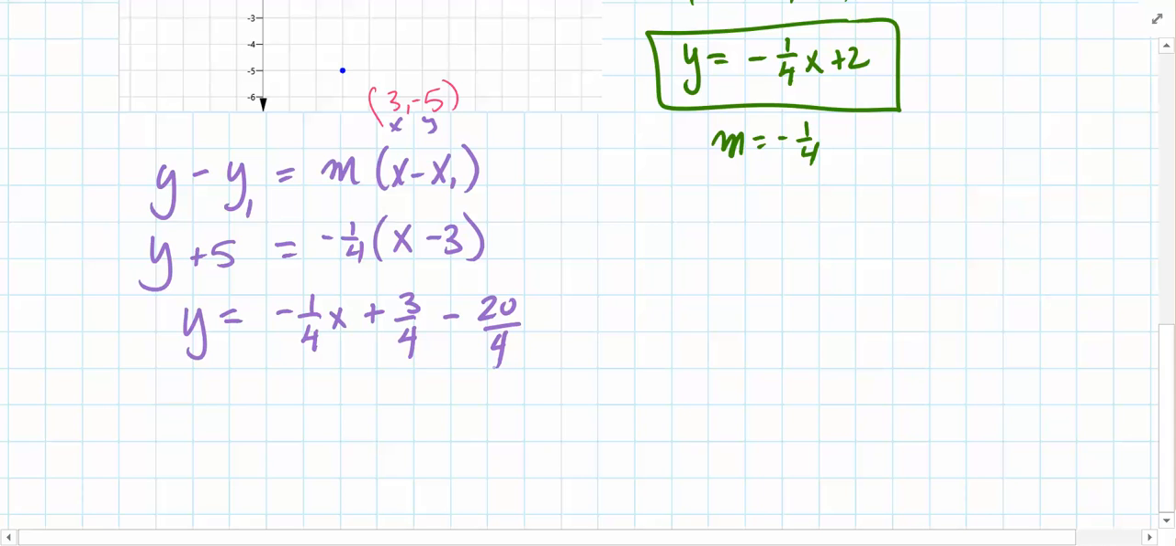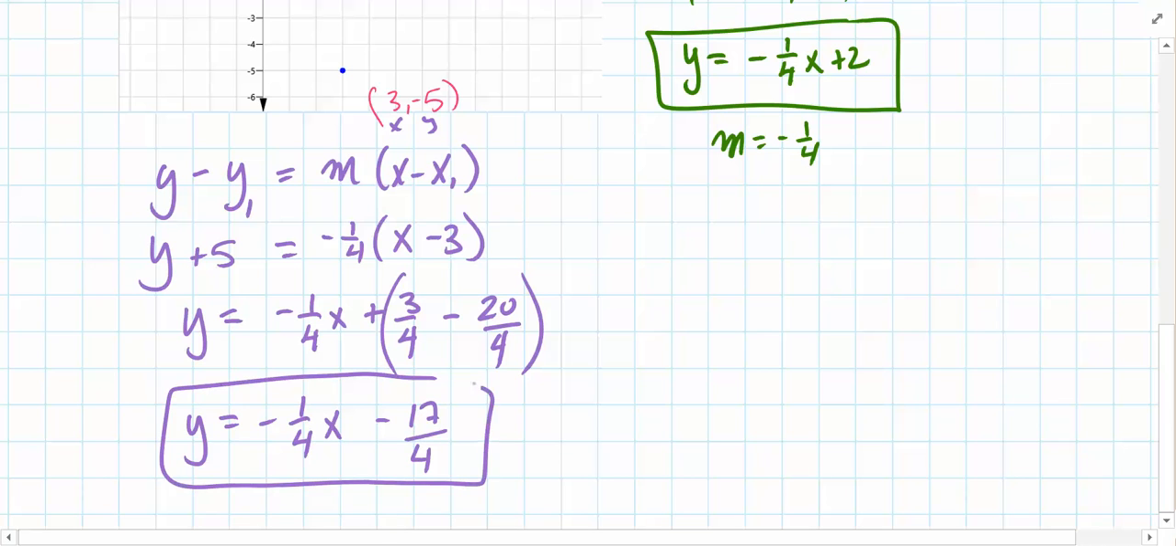Yes, I converted 5 to a fraction of 20/4 because I need common denominators to add them correctly. Okay, so cleaning this up, I get y is equal to negative 1/4 x. Let's see here, what would all of this be right here? Negative 17/4. Okay, so someone to remember that equation: negative 1/4 x minus 17/4.